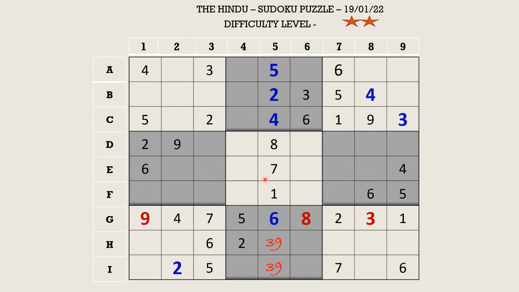Let's try to fill the 8th block. There is a 7 in row I which blocks these 2 cells. So H6 takes 7. Now there are only 2 empty cells left and the missing numbers are 1 and 4. So let's fill it with the 1, 4 pair.